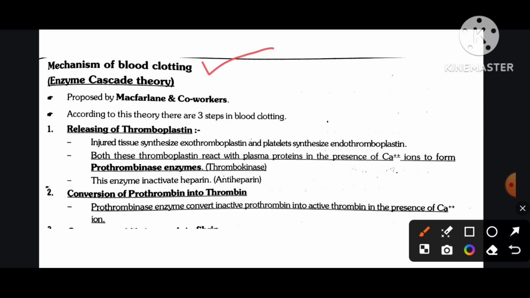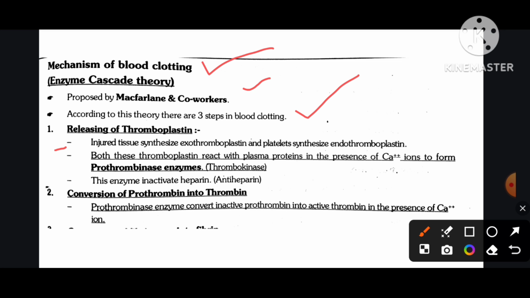Mechanism of blood clotting. The enzyme cascade theory was proposed by McFarlane and co-workers. According to this theory, there are three steps in blood clotting. First, release of thromboplastin: injured tissue synthesizes extrinsic thromboplastin, and platelets synthesize intrinsic thromboplastin. Both these thromboplastins react with plasma protein in the presence of calcium ions to form the enzyme prothrombinase, or thrombokinase.